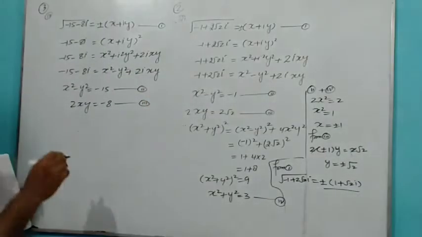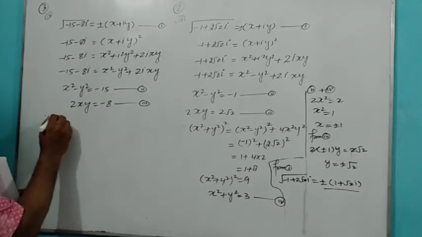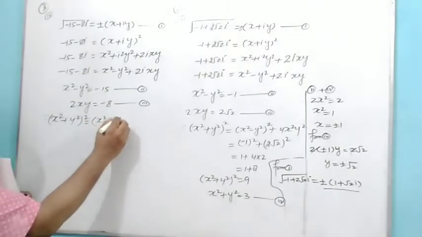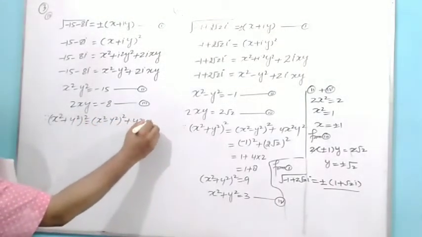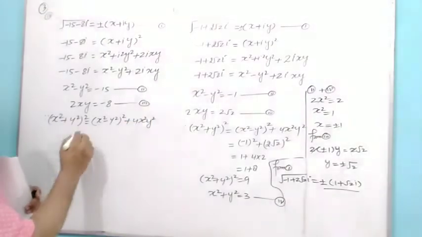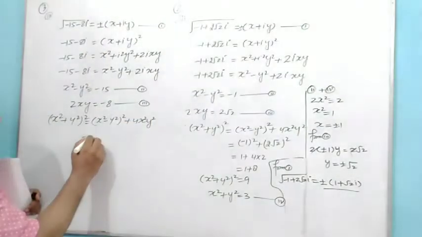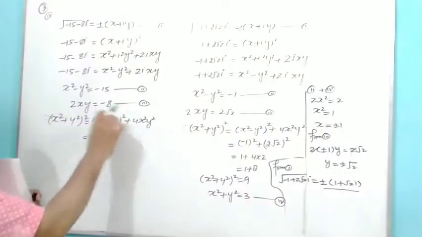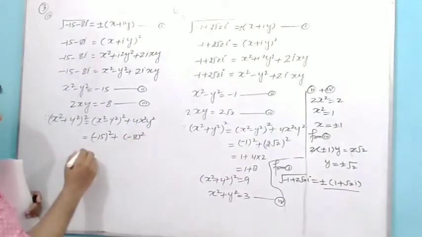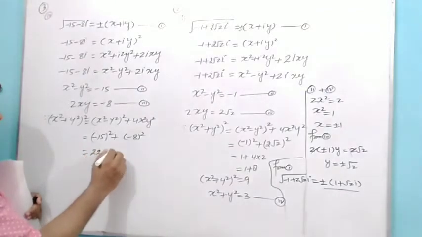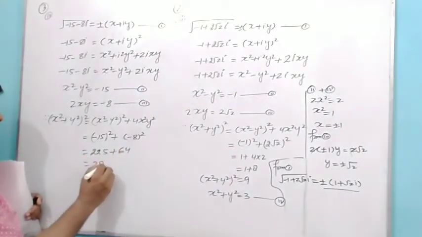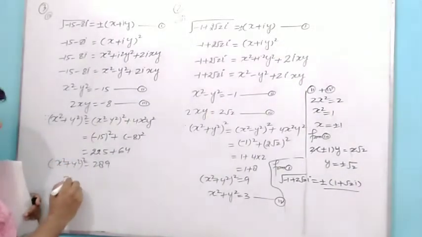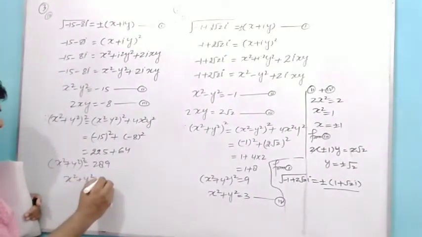Now again I'll follow the same thing. We will find x, since x square plus y square the whole square is equal to x square minus y square the whole square plus 4x square y square. Now you can see minus 15 square plus, not 4, that is square will be minus 8 square. I can say it is 225 plus 64, that is 289. This is x square plus y square the whole square. So x square plus y square can be written as 17.